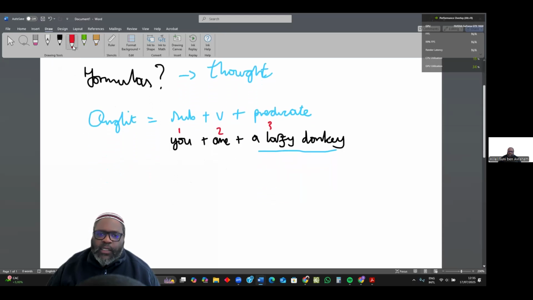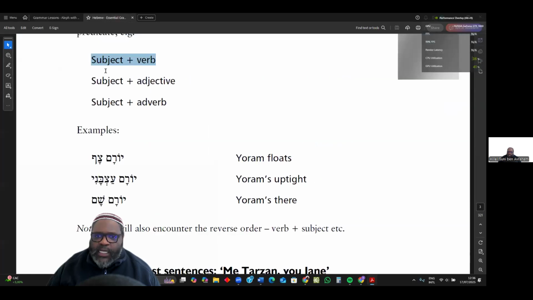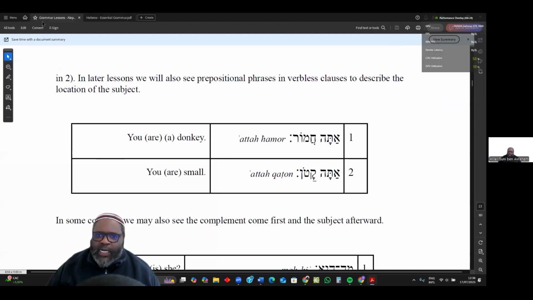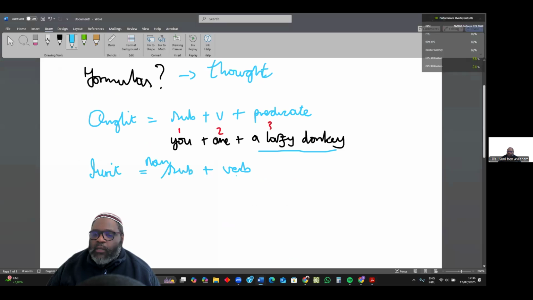In Hebrew, it's a little bit different. So in Ivrit, which is Hebrew in Hebrew, we have the subject, which is also a noun, plus verb. That's what the textbook says. So let's consult the textbook again. The textbook says subject plus verb. And you understand that a subject can also be the noun, isn't it? So subject or the noun plus verb.